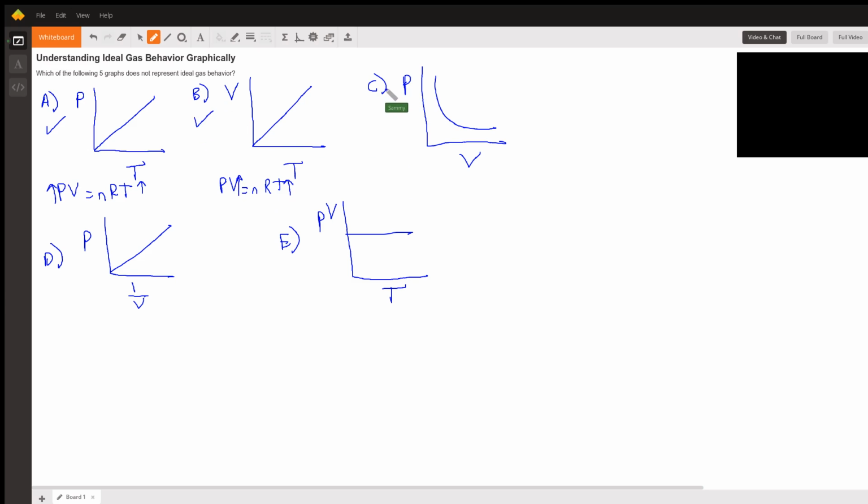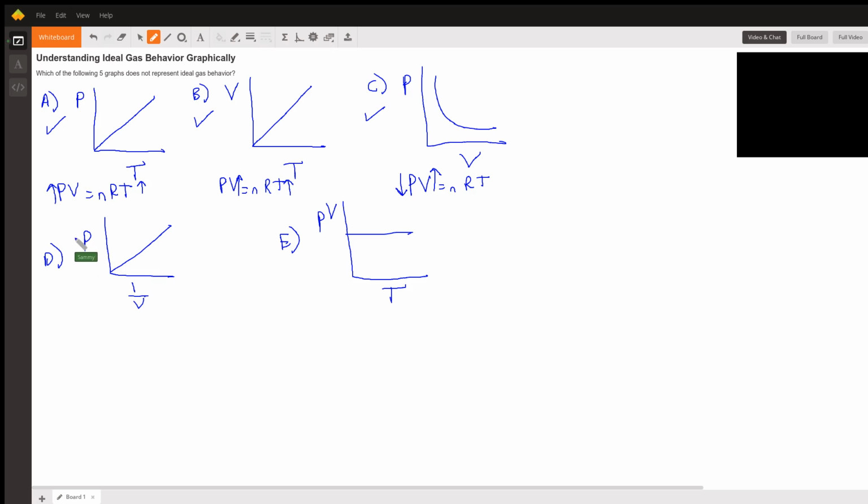Let's go to graph C. So it's pressure versus volume. It's actually a line curving downward. So as we increase the volume, the pressure is decreasing. So if we look at the ideal gas equation, PV equals nRT, if we increase the volume, the pressure is going to decrease. They're inversely proportional. If one goes up, the other one must go down. So this graph C is correct.